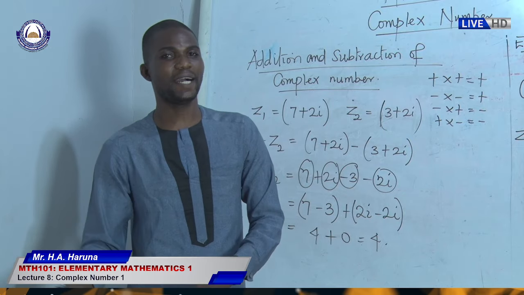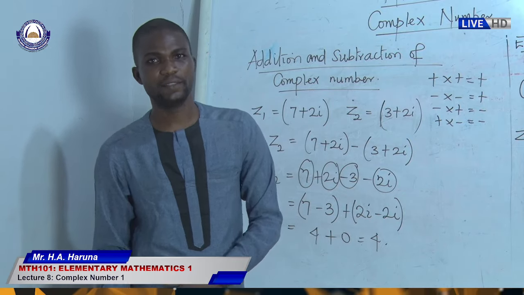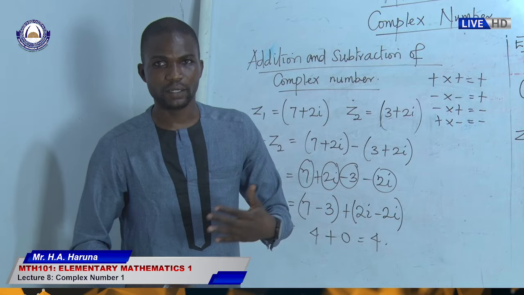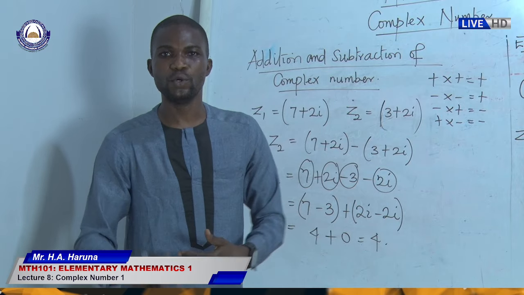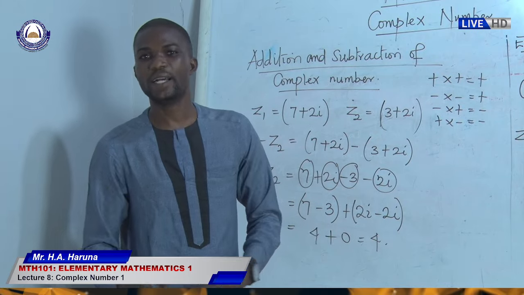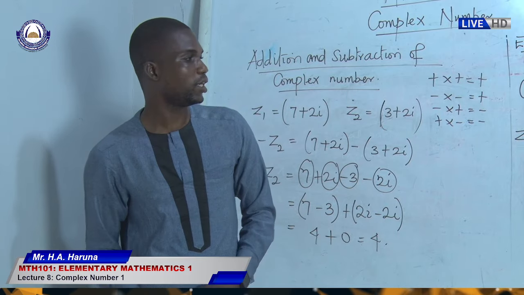When you multiply by i, you still have negative i. That is the continual power of a complex number. You can follow that step and do up to i raised to the power 9, i raised to the power 12, and so on and so forth.